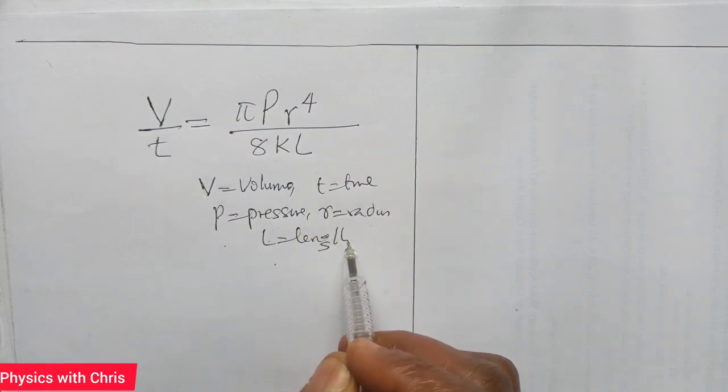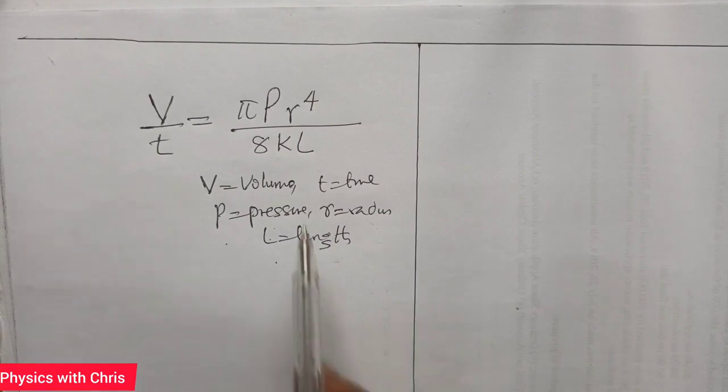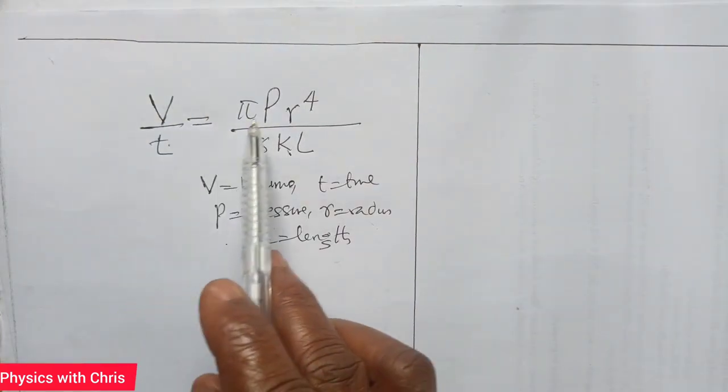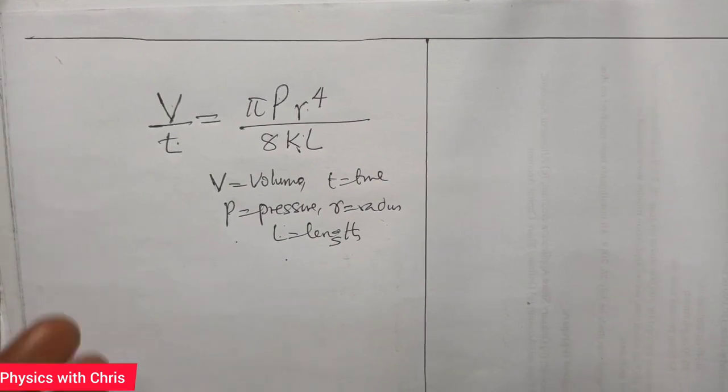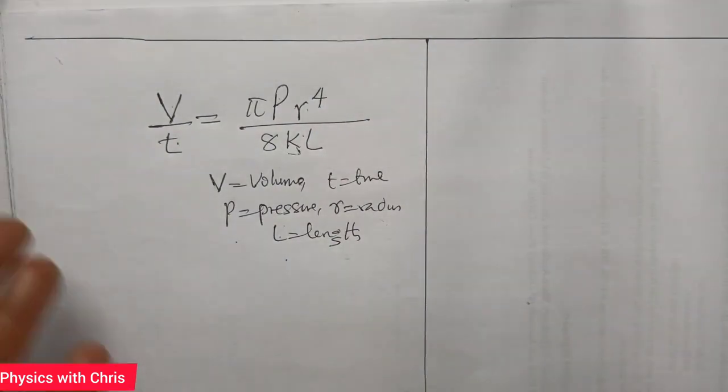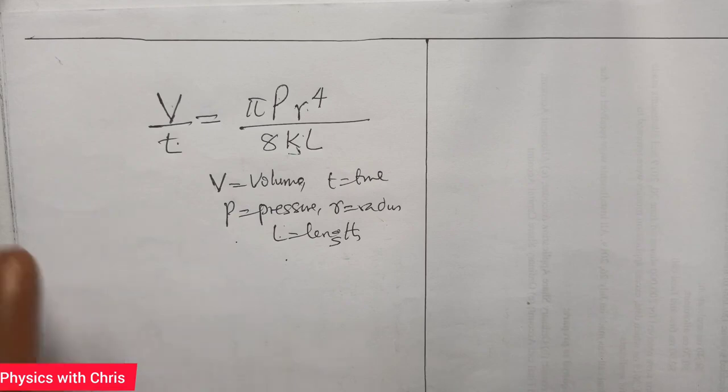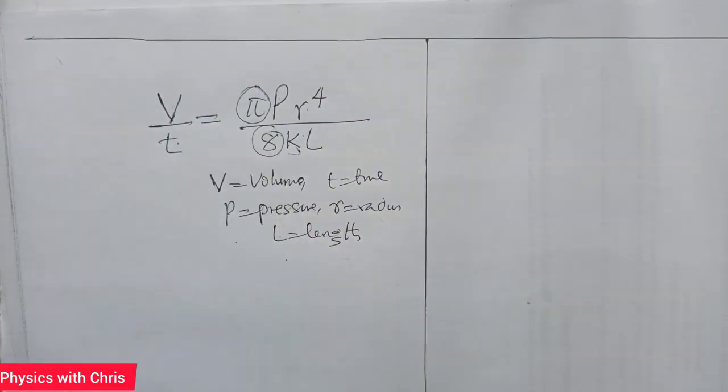So this question will be given to you, and the examiner may ask you to find the dimensions of K. Yours is to be able to remember the dimensions of each of these physical quantities that appear in the equation, and then make K the subject of the formula, or substitute directly the dimensions of the respective quantities, and find the dimension of K, noting that pi and 8 are dimensionless. In my first video on dimensional analysis, I mentioned there are some numbers called dimensionless constants. Those have no dimension. So when you see them in an equation like this, you just ignore them.